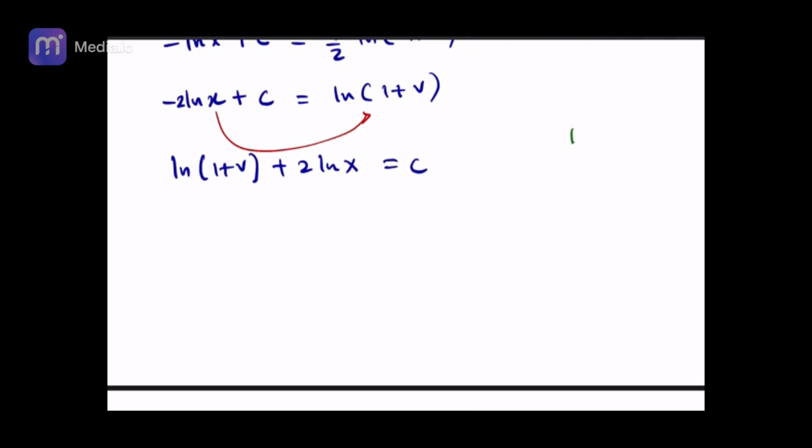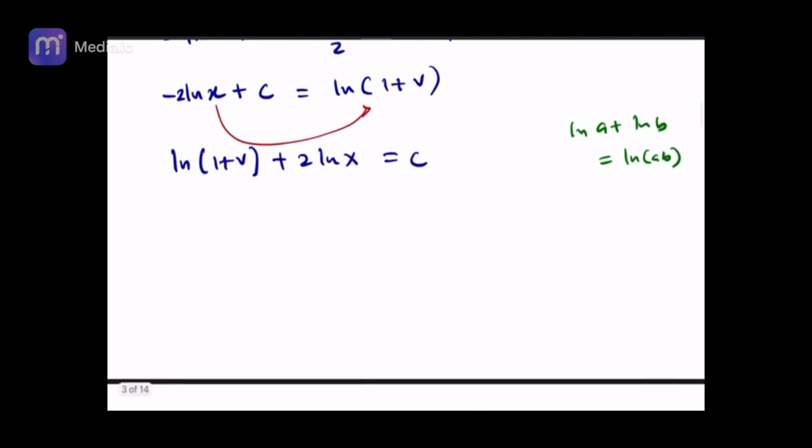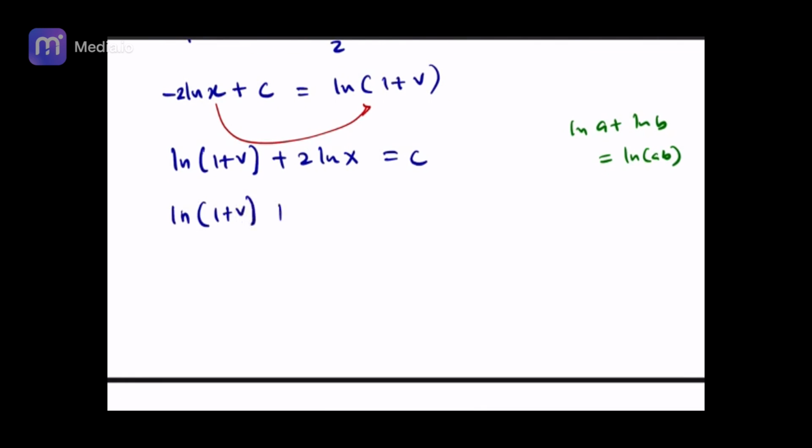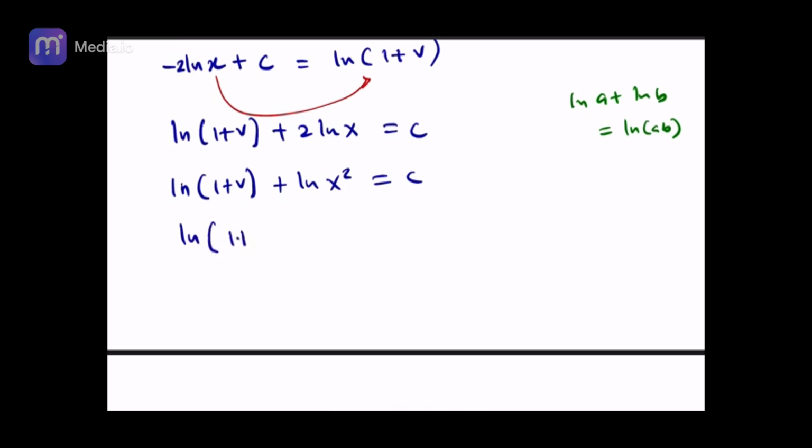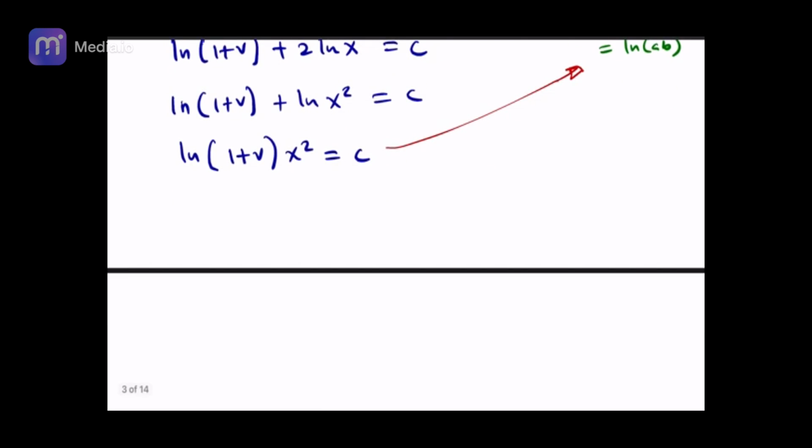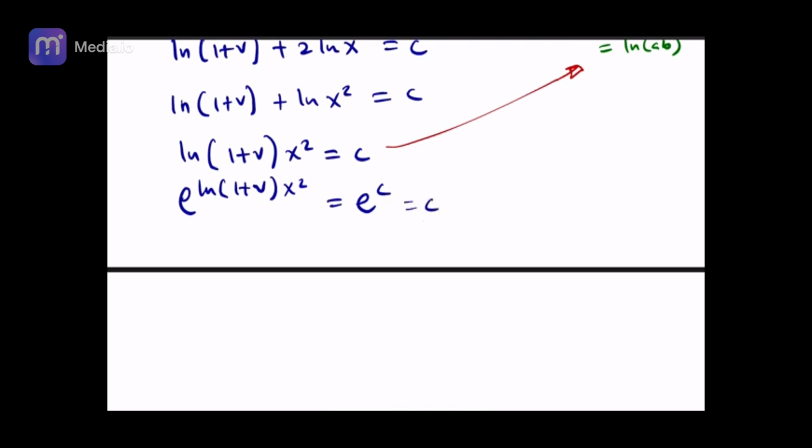Because we know very well that ln a plus ln b is equal to ln ab, we're going to have that ln(1 + v) plus ln x squared is equal to c, so that we have ln((1 + v)x squared) is equal to c. I simply applied this law of logarithm here, so that I can have exponential of ln((1 + v)x squared) is equal to exponential c, which is also c, of course.